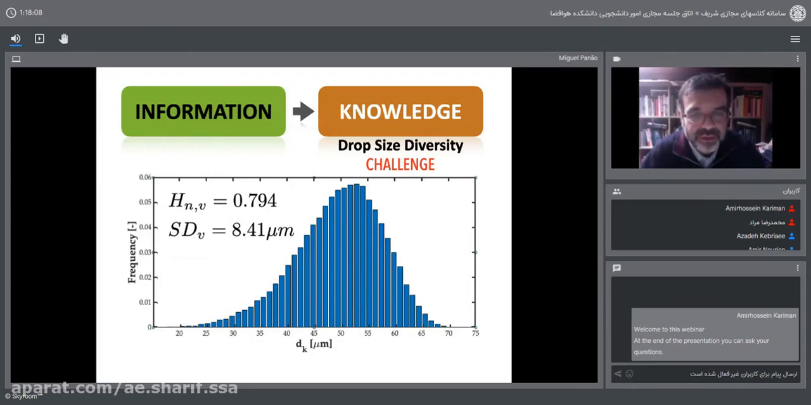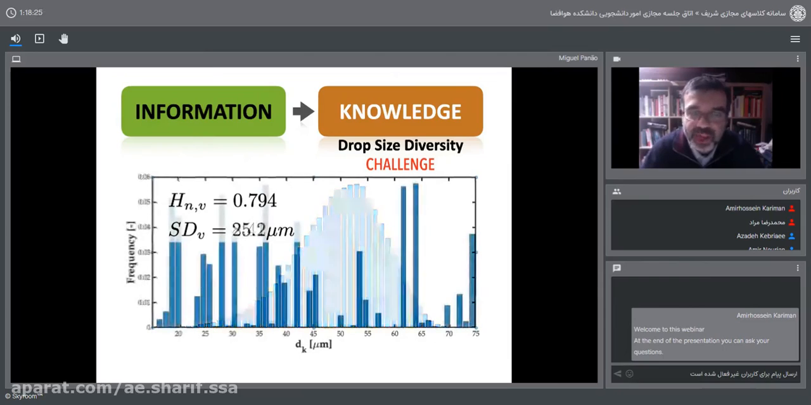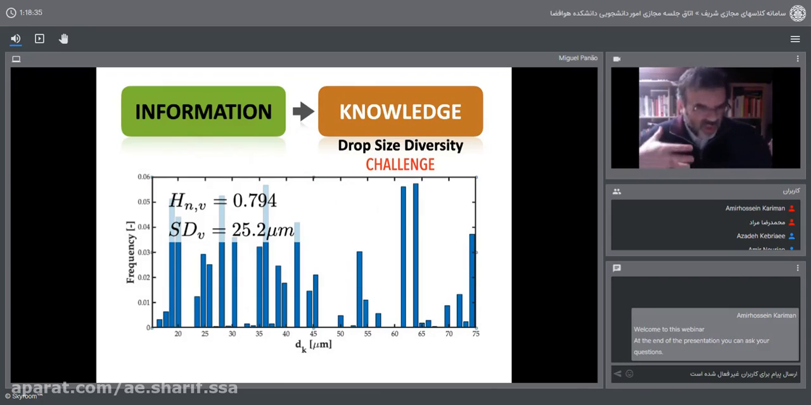Okay. And now the experiment that my colleague, Antonio Lozano, shared with me. He said, but Miguel, you take these probabilities and you randomly distribute them among the size classes. You will get the same normalized Shannon entropy, but a very different volume-weighted standard deviation. And honestly, I look at this distribution and I felt that it had a much lower uniformity degree. And I just wondered, why?